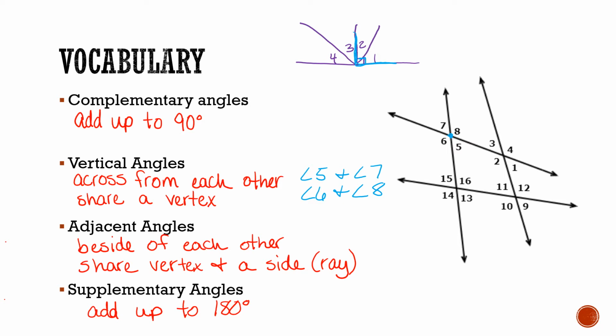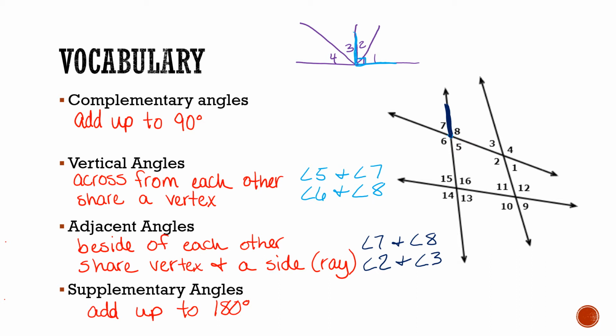Okay, adjacent angles means that they're beside of each other. Okay, so an adjacent angle will still share that same vertex, but they'll also share a side, okay, or a ray. So for instance, angle 7 and angle 8, those are beside of each other. They're sharing that point and sharing a side. Angle 2 and angle 3, they're beside of each other.